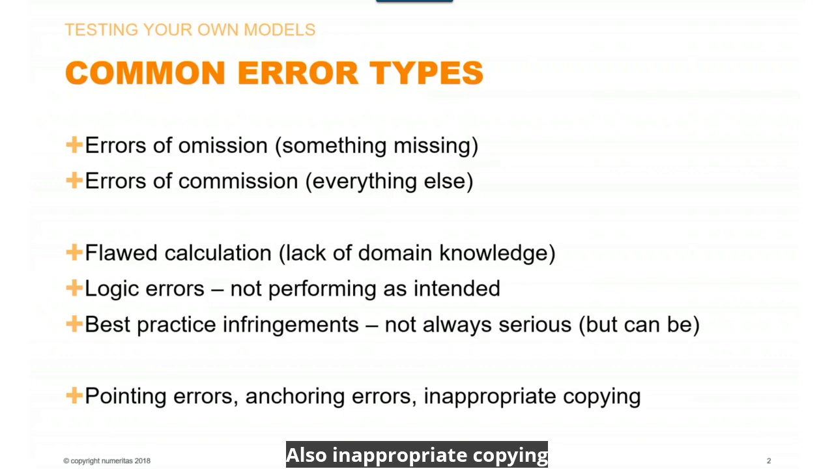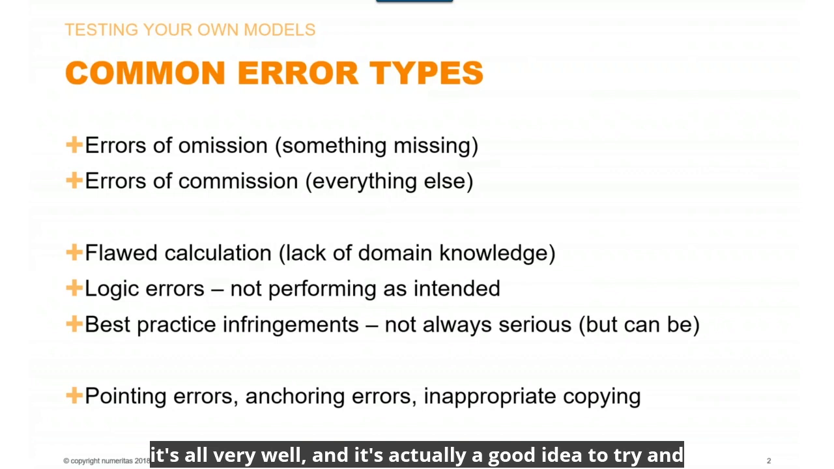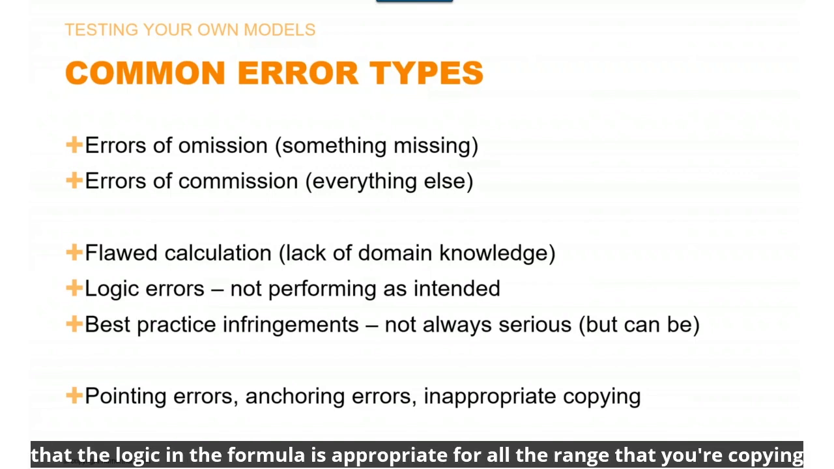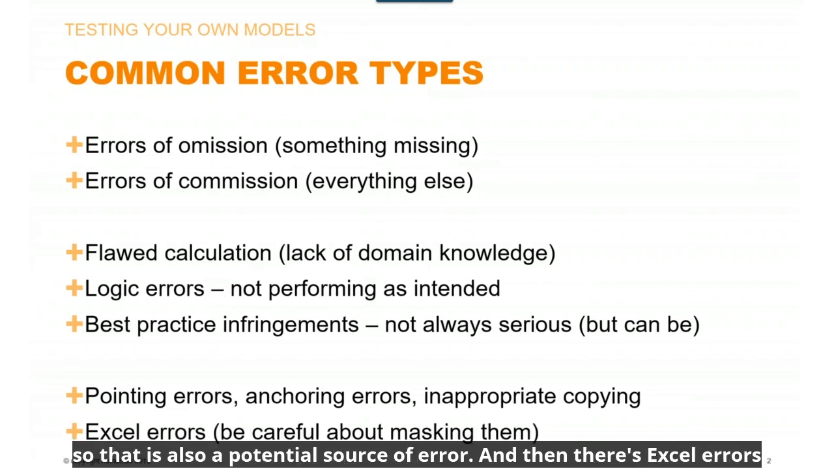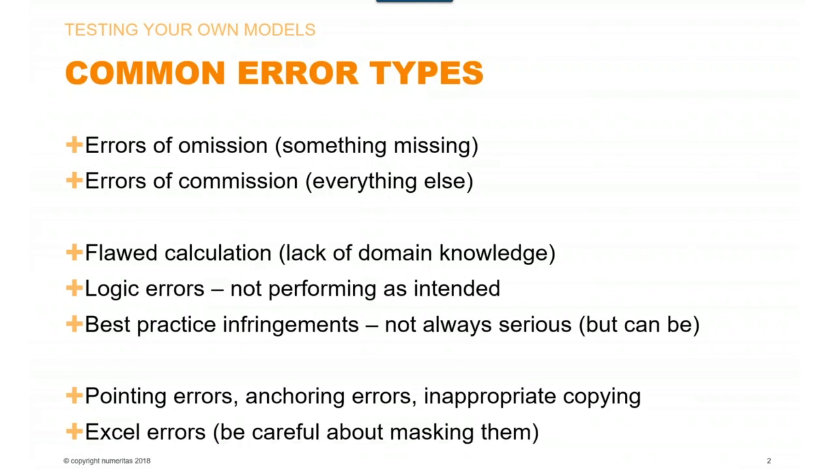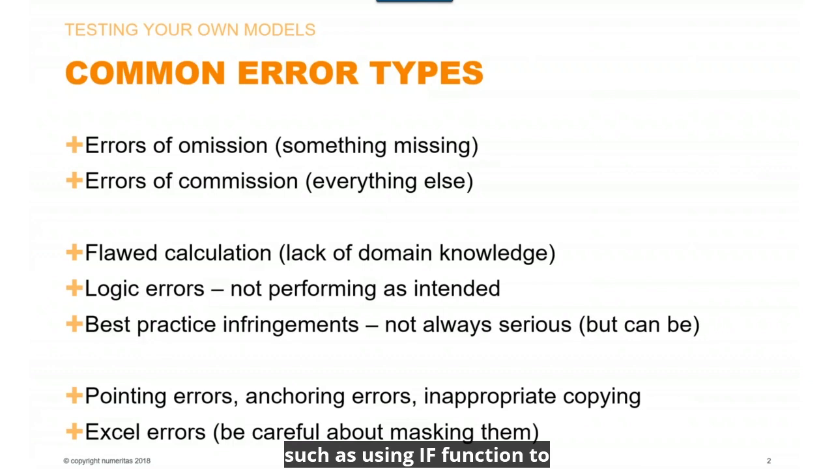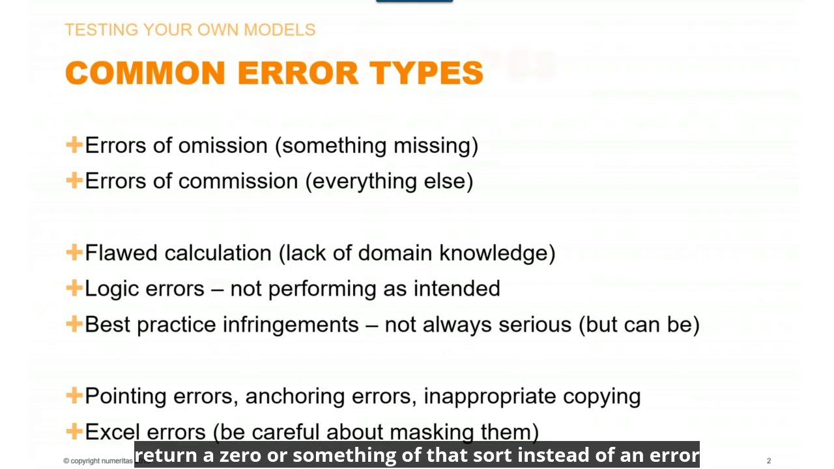Also, inappropriate copying. It's all very well, and it's actually a good idea to try and copy your formulae across and down, but you do have to make sure that the logic in the formula is appropriate for all the range that you're copying. So that is also a potential source of error. And then there's Excel errors, which we'll take a look at the full list of in a moment. And these are often masked by either using IFERROR or some other construction, such as using the IF function to return a zero or something of that sort instead of an error.